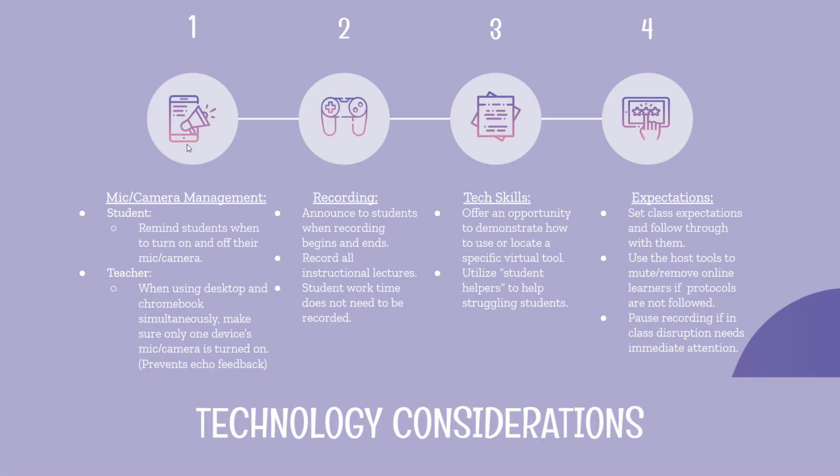Now that you've got a handle on the students, let's talk about the tech. Managing your microphone and camera are important. Remind students when you want them to turn their mic or camera off or on. If you're using your desktop and your Chromebook simultaneously, make sure only one of them has the microphone on. Otherwise, you'll get echo feedback, which is really annoying.